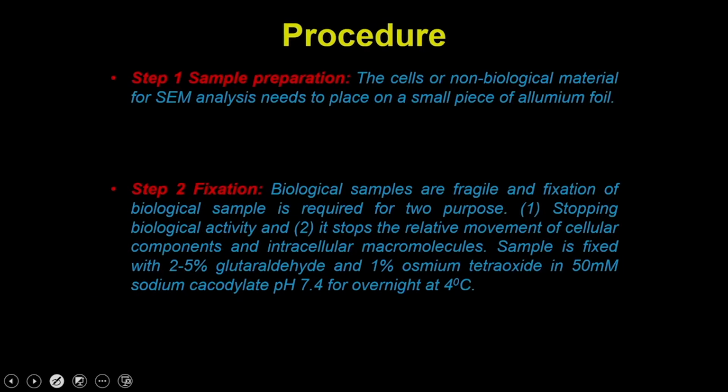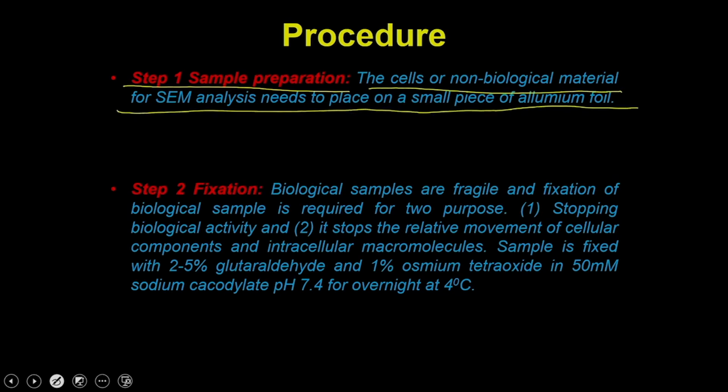So, in step 1 you are going to prepare the samples. Cells or non-biological material for SEM analysis need to be placed onto a small piece of aluminum foil. So, you take a small piece of aluminum foil, and with the help of a pipette you deposit your material onto this and let it air dry, so that it is going to make a thin film.